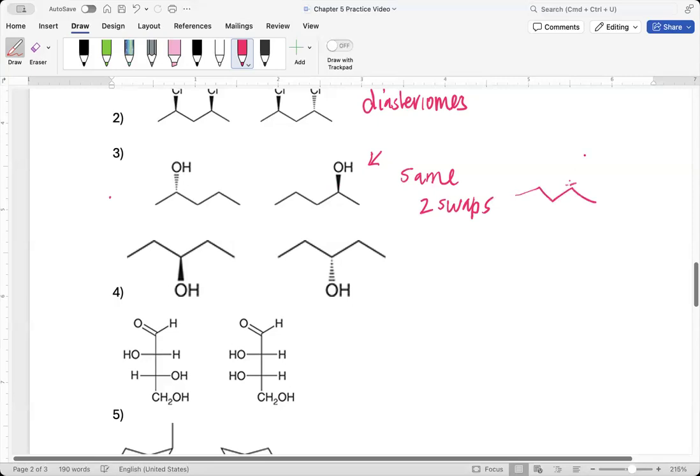Now the OH would be dashed and the H would be wedged. So that's one swap. If I do a second swap, which means changing these groups, now I'm going to end up at the same molecule. So two swaps and I get back to the same molecule. So you can either do mental gymnastics where you flip the molecule and see that they would line up perfectly, or you can use our two swaps in order to see that these two are the same molecule.